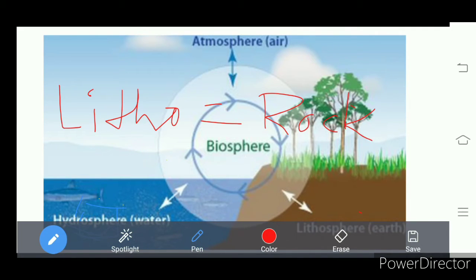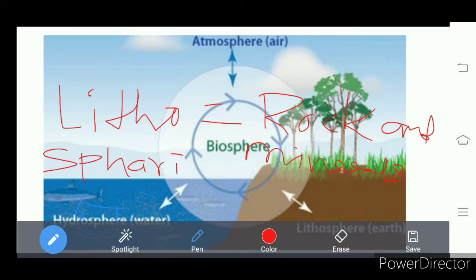Which means what? Rock and minerals. What is meant by litho? It is rock and minerals. This is a Greek word. Then sphaira, also a Greek word. It means sphere or ball.